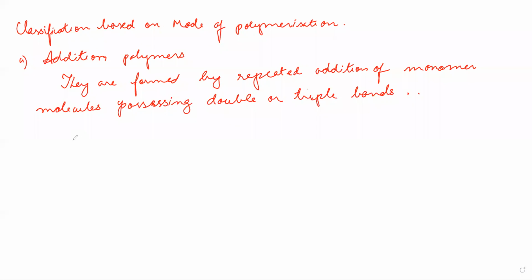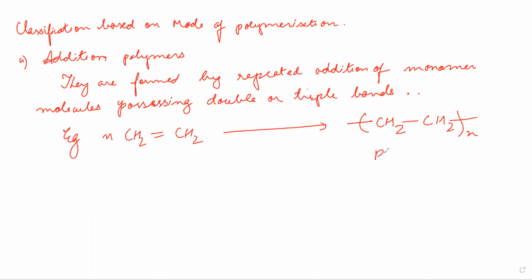Okay, so let us write one example. We have done this example. What is this example indicating? We have n number of ethene molecules which are polymerized, repeated units joined together, and you get polyethylene. Yes or no? We get polyethylene, yes or no?